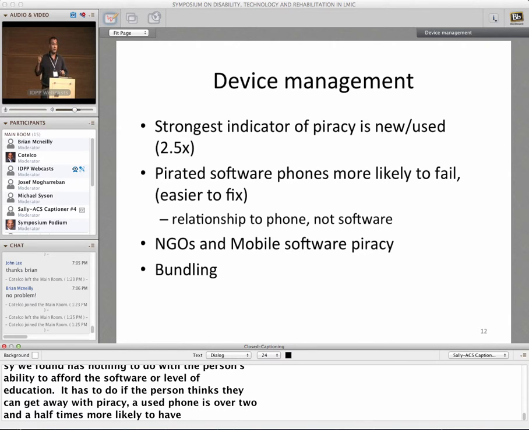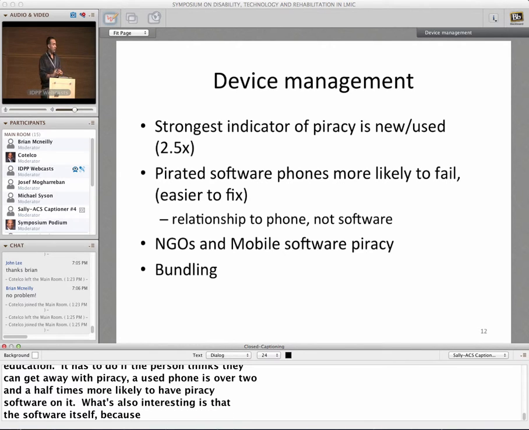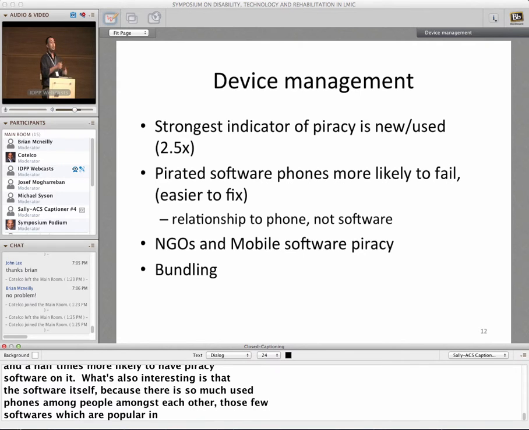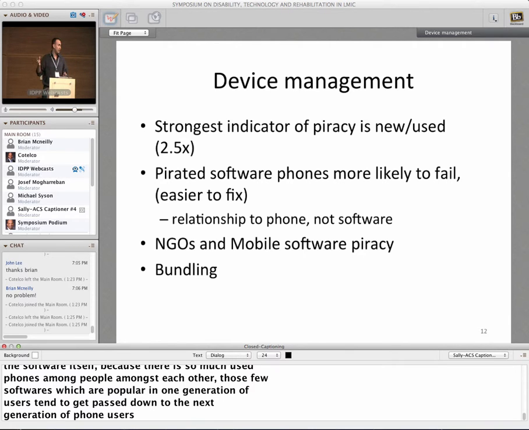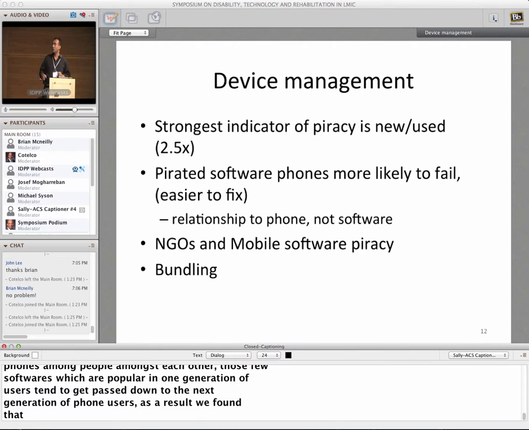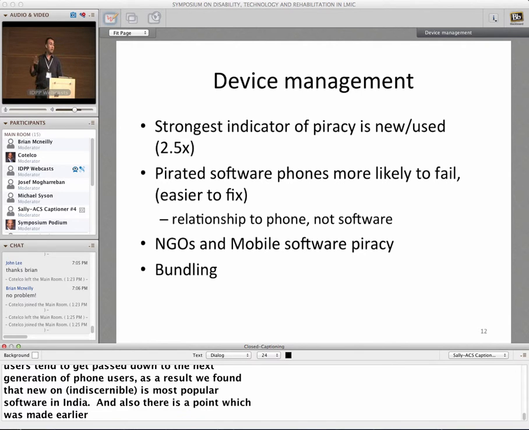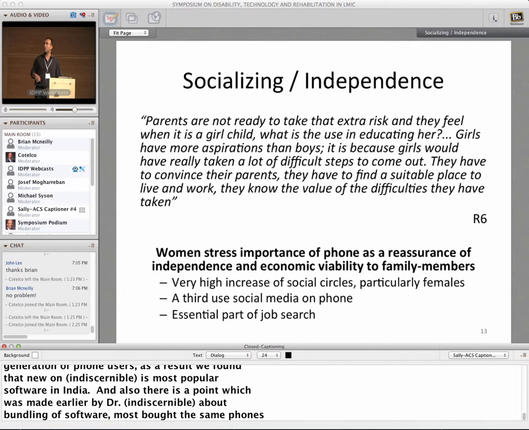What's also interesting is that, because there is so much sale of used phones among people, those few software packages which are popular in one generation of phone users tend to get passed on to the next generation of phone users. As a result, we found that Nuance Talks is the most popular software in India. And there's also a point which was made earlier by Dr. Khasnois about bundling of software. Most of the people bought the same phones because there were NGOs which bundled Nokia phones with Nuance Talks for people who wanted them.